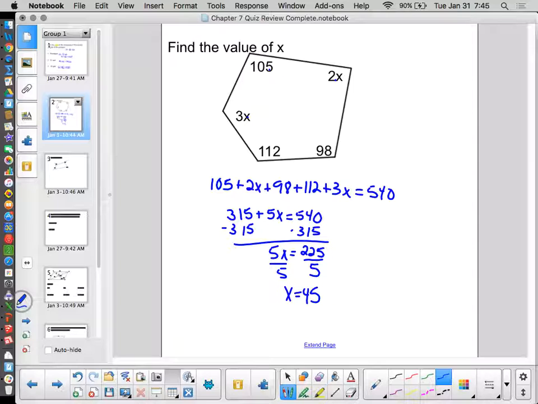Now, if it said find the measures of the angles, what would we have to do? I'd have to substitute this 45 back in and say this is 2 times 45, that's 90. 3 times 45 is 135. So depending on what the question asks, give the appropriate answer. Always make sure you're answering the question that's asked.